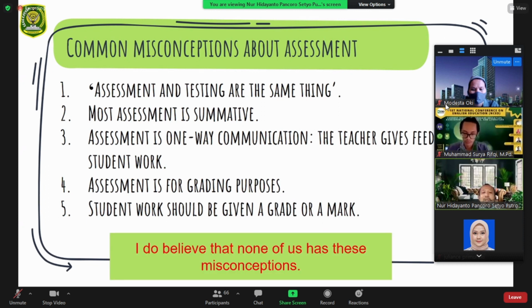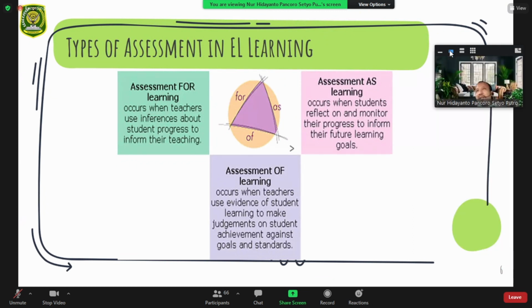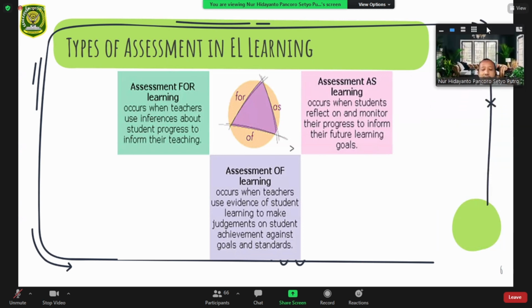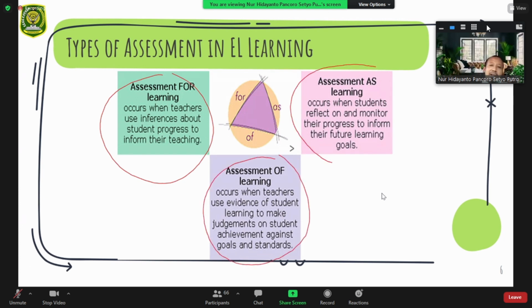And I do believe that none of you has these misconceptions, right? I do hope so. Alright, now I'll come to the next slide. Basically, when we are talking about assessment in the EFL setting, there are three common types of assessment. The first one is assessment for learning. The second one is assessment of learning. And the third one is assessment as learning.